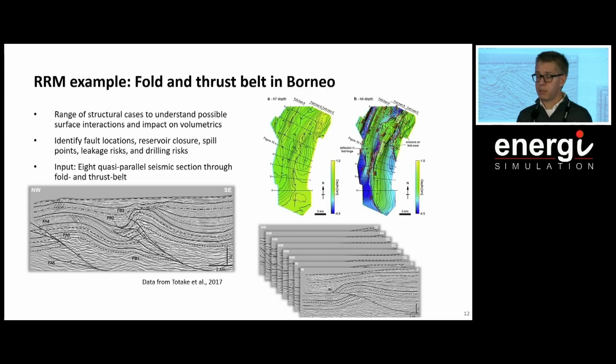Here's an example. This is a fault and thrust belt in Borneo. The typical data that you have in data-poor environments like CCS, like geothermal energy, is 8 seismic cross-sections, and that's about it. What we wanted to do is to say, well, where are the fault locations?